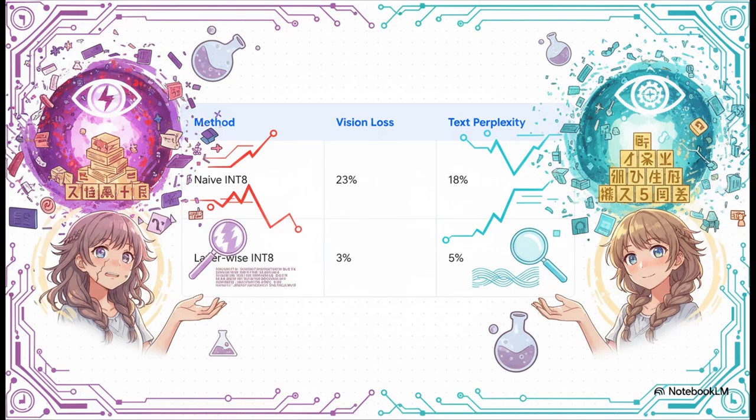The naive approach basically ruins your multimodal capabilities, causing a massive 23% loss in vision accuracy and an 18% spike in text perplexity. But if you use the layer-wise INT8 method, vision loss drops to just 3%, and text perplexity only bumps up by 5%. That is a game changer.